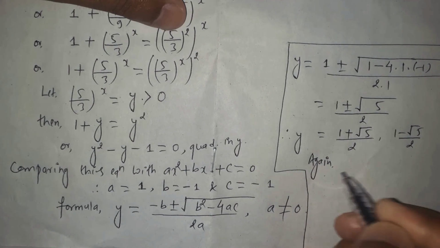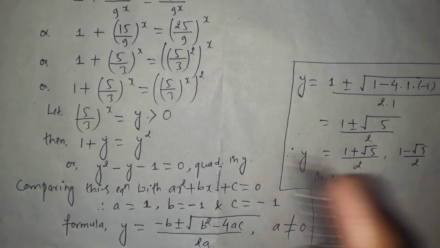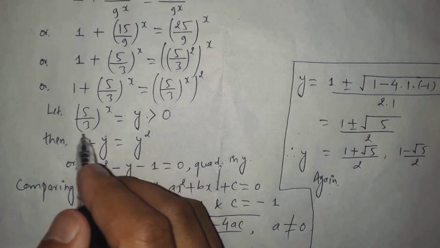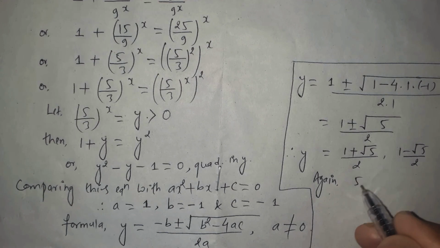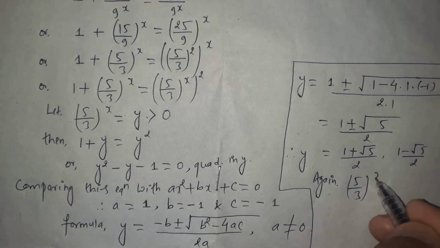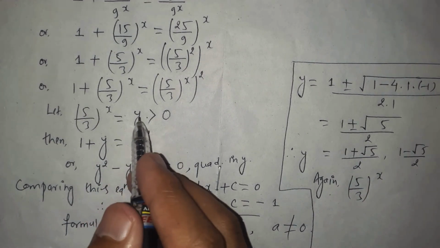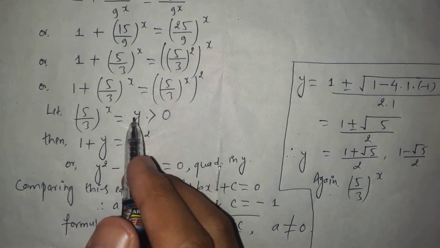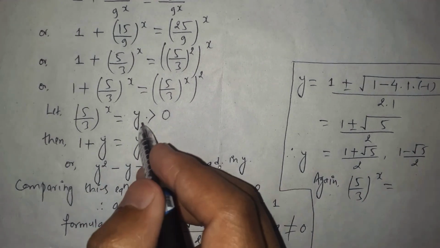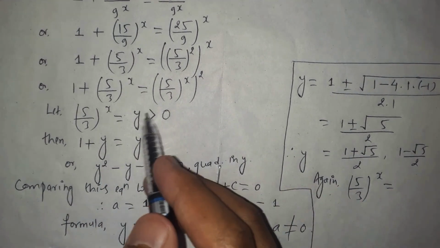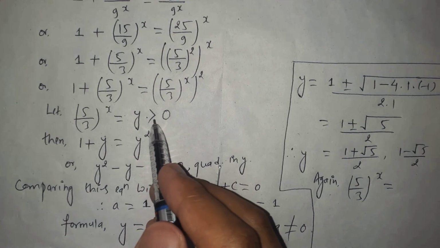Again, let's go back to our supposition. Our supposition is that the value of y is (5/3)^x. Here the value of y should be positive.